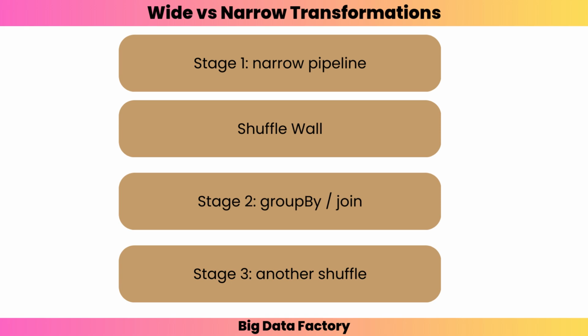So the stage story is, in stage 1 it will read plus narrow pipeline. In stage 2, it will shuffle plus aggregation or shuffle plus join. In stage 3, maybe another shuffle if you do something else wide. So in Spark UI, when you see many stages, it often means many shuffle boundaries. And this is why wide versus narrow is not just theory, it's literally how Spark breaks your job apart.